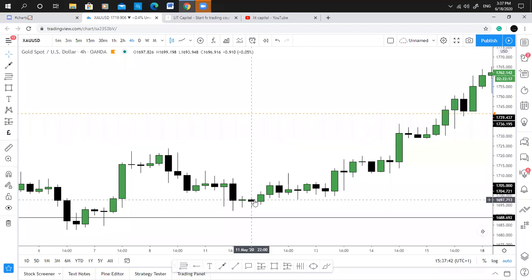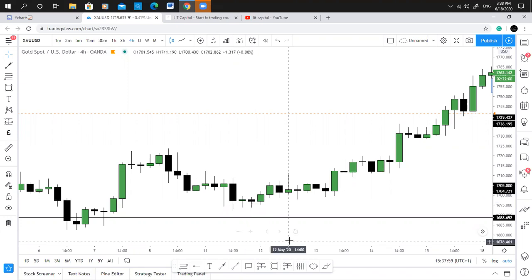Okay, guys, so what is imbalance? Imbalance is when the market makers step in, grab price and burst it through an area, which creates a gap, a hole in the market. So when there is imbalance in the market, price usually has to find its way back to fill this gap. So let me explain what I mean, right?